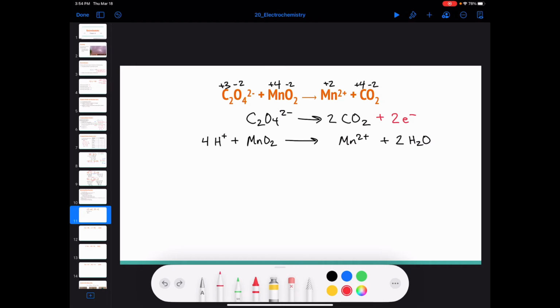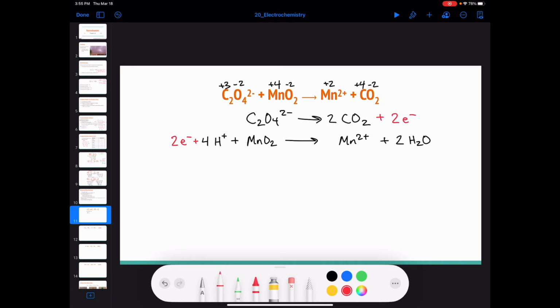So notice on the left-hand side, we have 4 positive charges. So we have a +4 charge over here. Here we just have a +2 charge. Okay, so to make those balanced, the only thing we're allowed to do is to add some electrons. So we're going to go ahead and add 2 electrons to the left-hand side. All right, because that way it balances out. So now we've got a -2 and a +4 on the left, cancels out to a +2. On the right, we just have a +2.